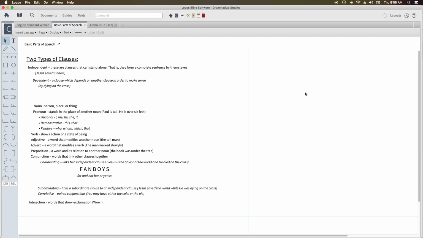Independent can make a complete sentence by itself. And dependent, it has to have something else in order to make a complete thought. So now, very quickly, I want to move on to the 8 parts of speech. There are basically 8 parts, and I'm going to just call them out for you here, and then we'll go over each one. You have nouns, pronouns, verbs, adjectives, adverbs, prepositions, conjunctions, and interjections.